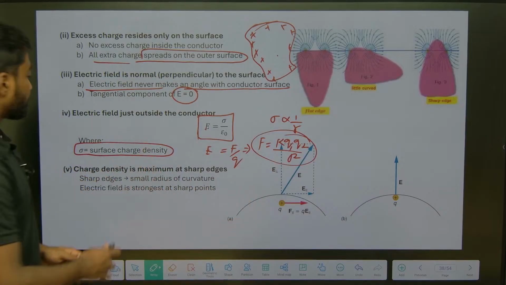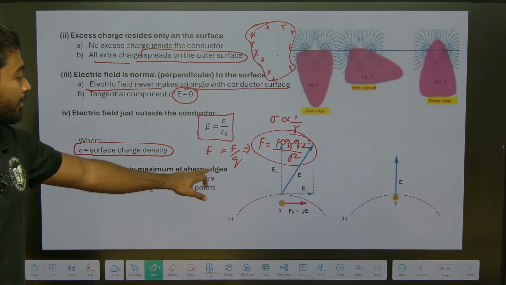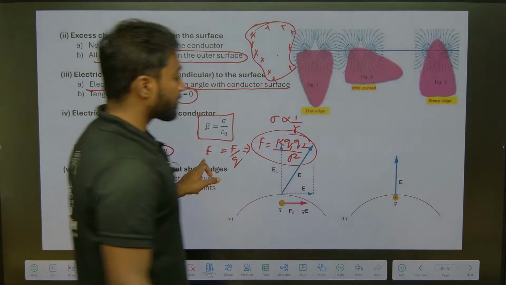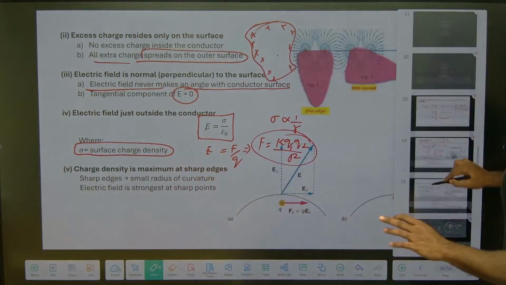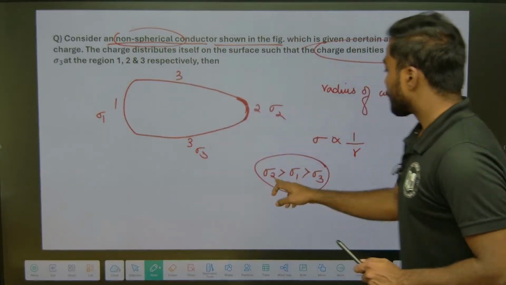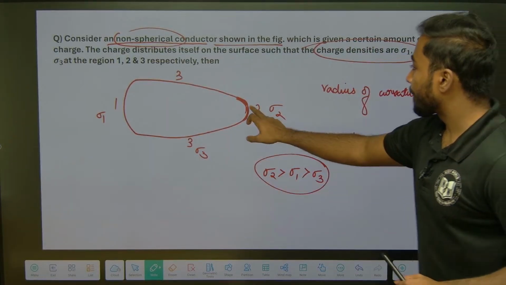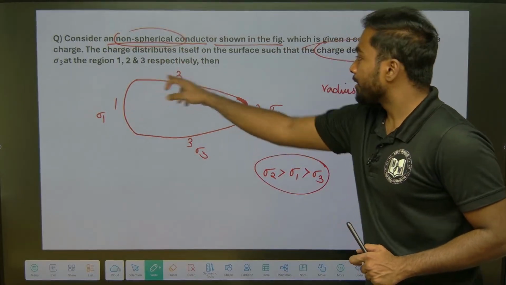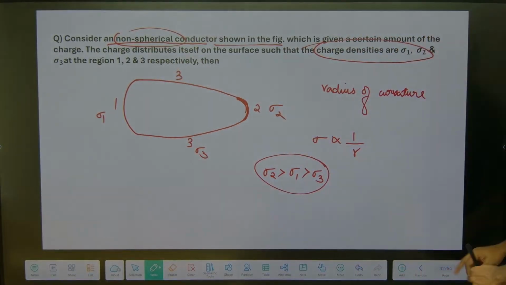Now, charge density is maximum at the sharp edges. So this is the question we have seen here. It is maximum at sharp edges and less elsewhere, and it is more or less here.